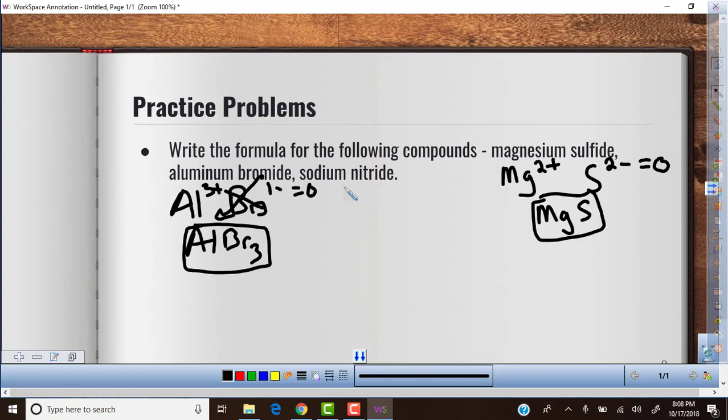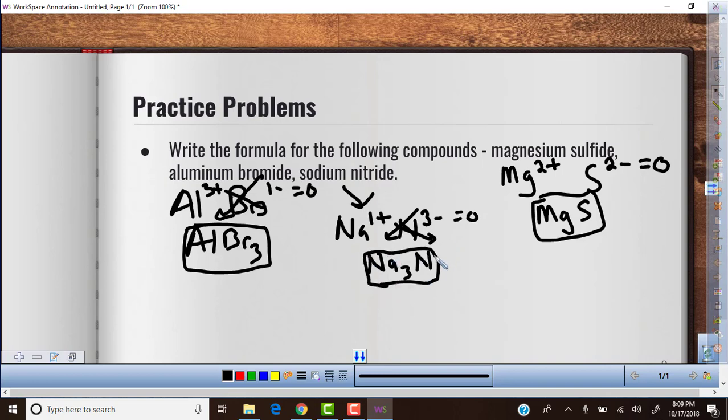Let's do one more. Sodium nitride. Sodium is Na. Nitride is N. I look at my charges. Na is a 1+, N is a 3-. Again, to balance out our charges to equal 0, I am going to need 3 sodiums to balance out the -3 of nitrogen. Or, again, we crisscross the absolute value of our charges. So what we get is Na3N. And that's my chemical formula.